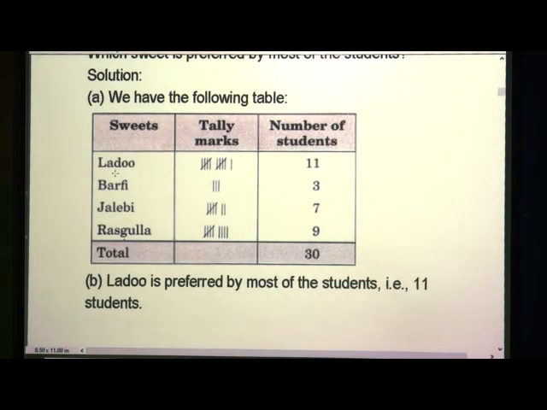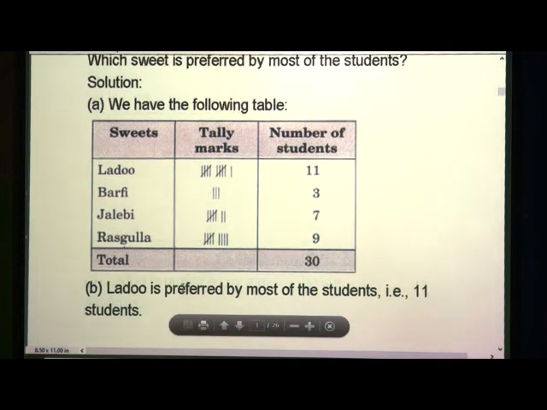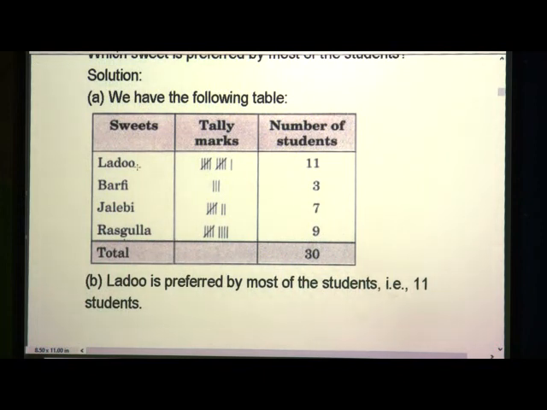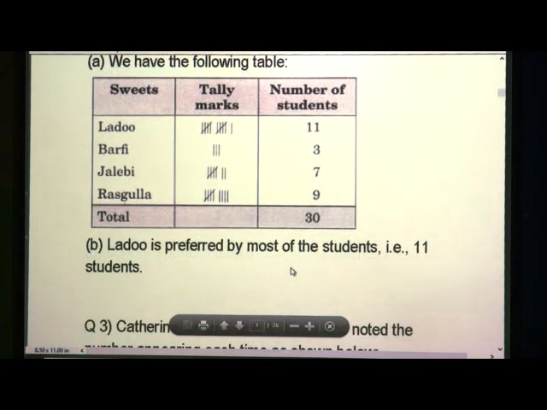So, laddu is chosen by how many students? 11 students. Barfi by 3, jalebi by 7 and rasgulla by 9 students. So, total how many students? 30 students. So, we have the question: which sweet is preferred by most of the students? You can observe that among the 4 sweets, the sweet chosen by most of the students is laddu. So, laddu is preferred by most of the students, that is 11 students.